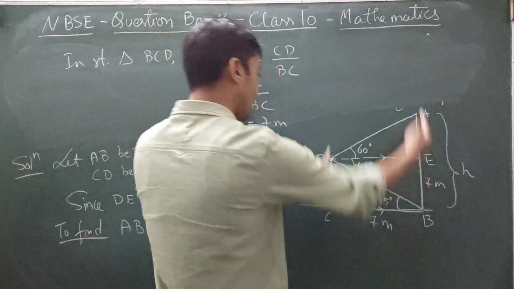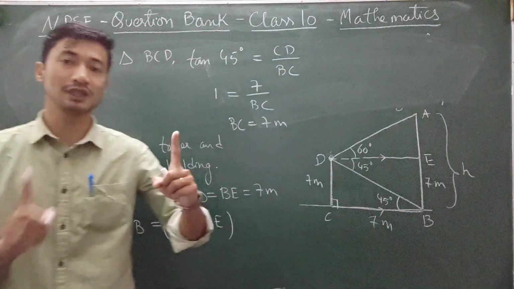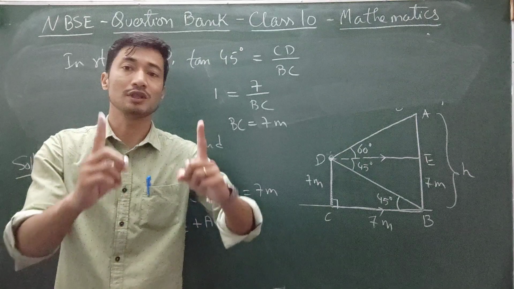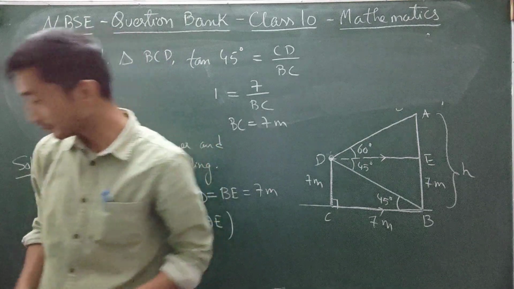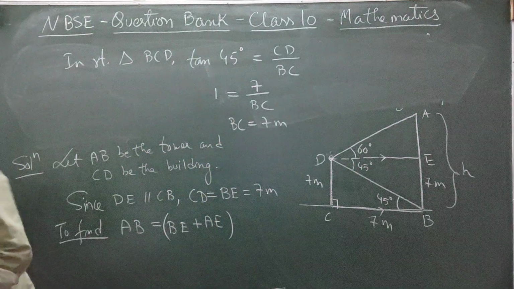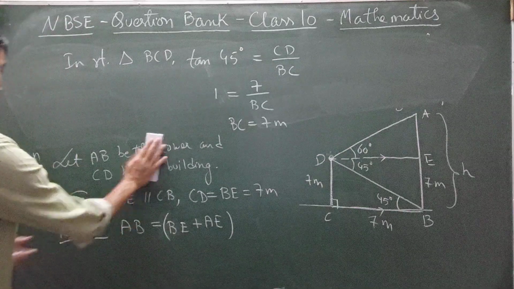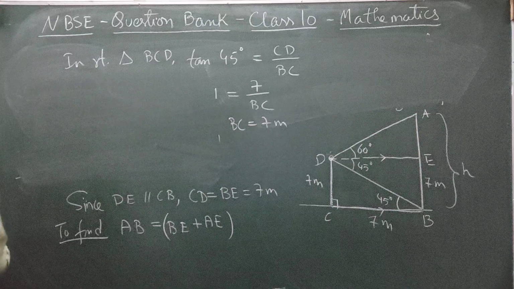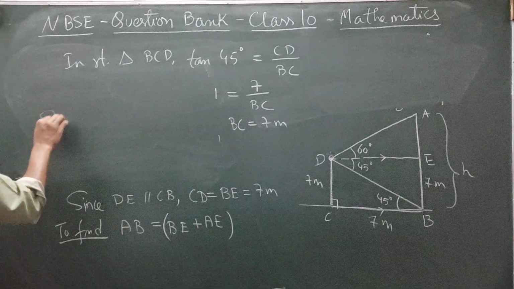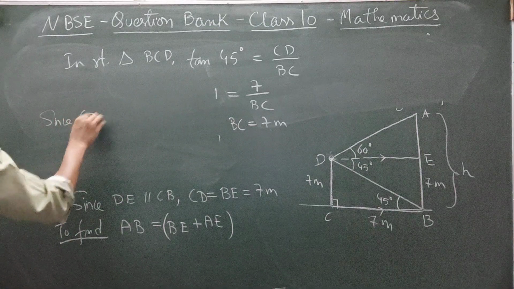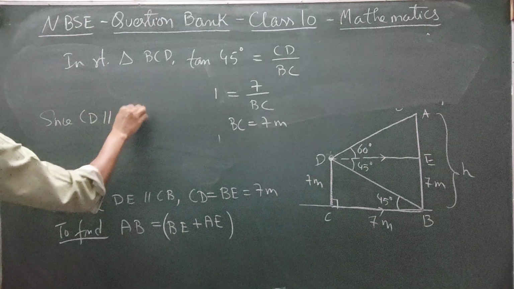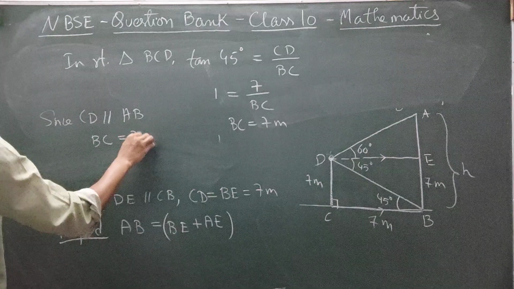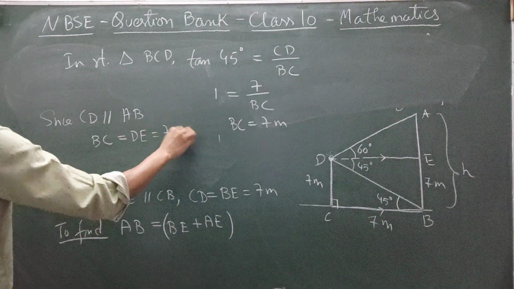Again, these two are also parallel, isn't it? Towers and buildings generally are, not the leaning tower of Pisa, no? Towers and buildings are always straight, so they are automatically parallel also. Okay, so this one is finished. I'll wrap this off. So in that case, I'll just continue here. Since CD is also parallel to AB, BC of course will be equal to DE, that is also equal to 7 meter.